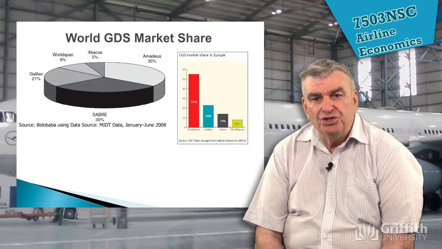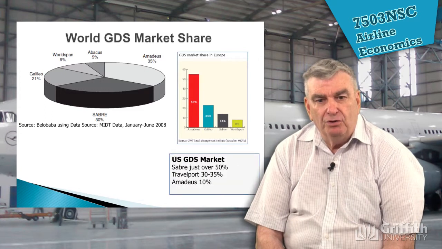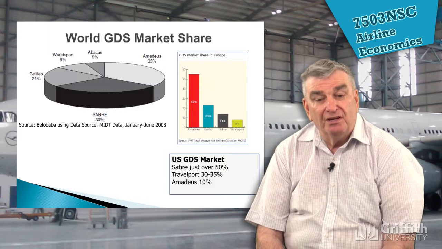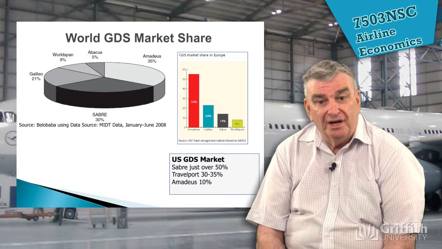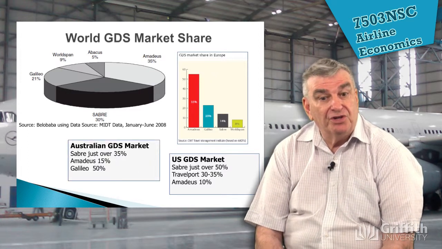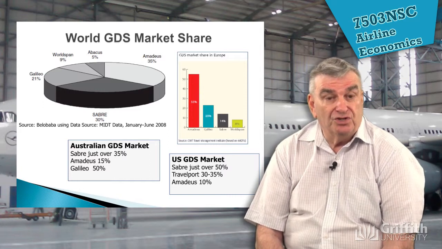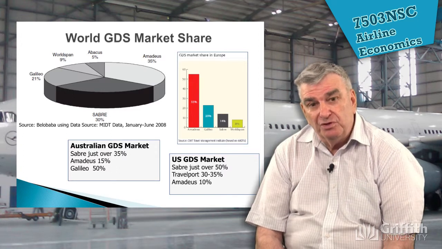If we look at the market share, we can see that the share in Europe shows different figures. And if we take a look at the US global distribution system market, Sabre, which shows 30% on the overall world market, is 50% there. And of course in Australia we find Sabre's only about 35%, and Galileo, which is only 21% on the world market, is really the big player here with 50%.